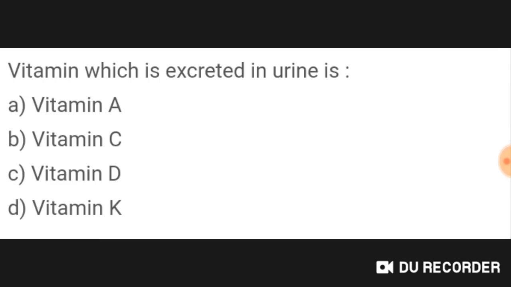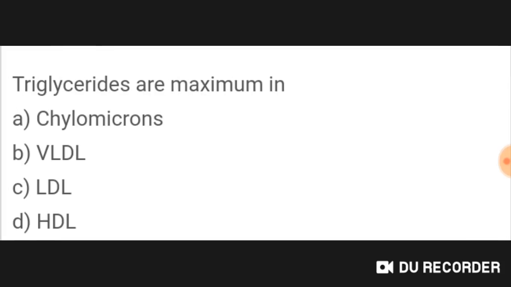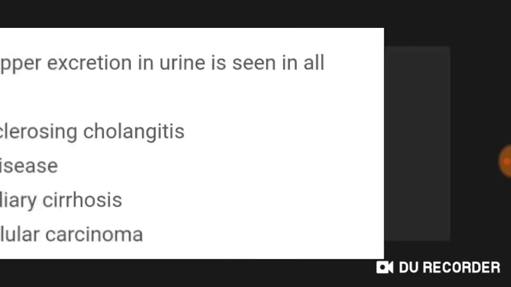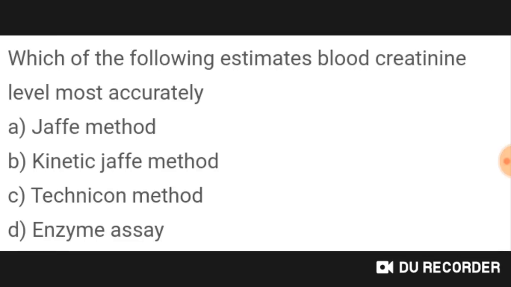Vitamin which is excreted in urine: Vitamin C. Glycolysis occurs in cytosol. Triglycerides are maximum in VLDL. Sorry, it's chylomicrons. Increased copper excretion in urine is seen in all except hepatocellular carcinoma. Which of the following estimates blood creatinine level most accurately? Jaffe method.